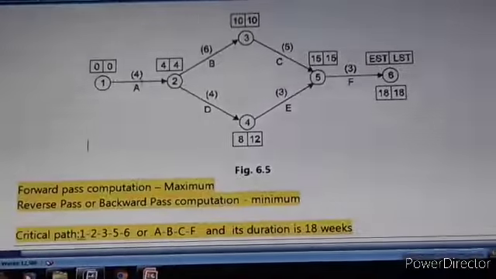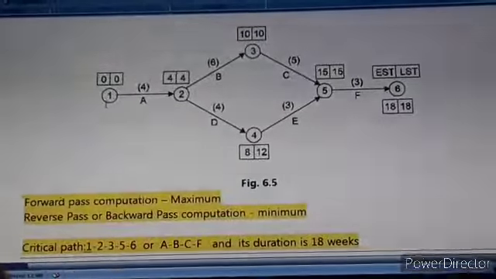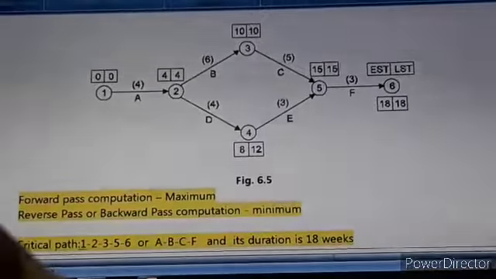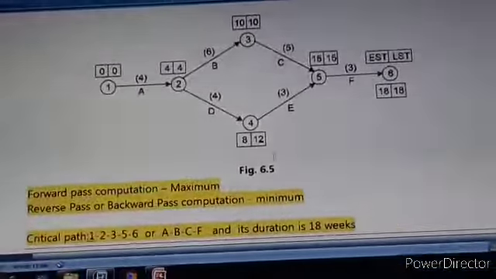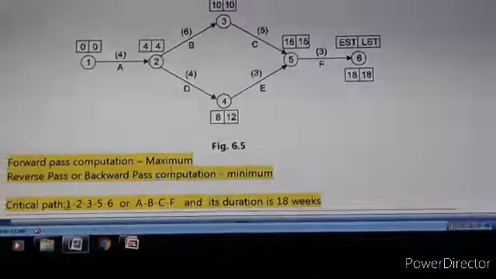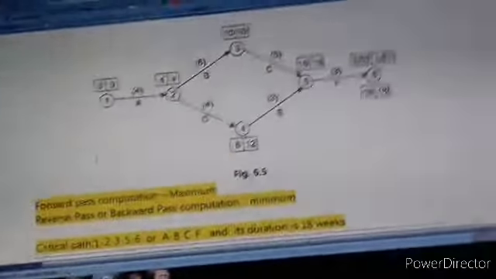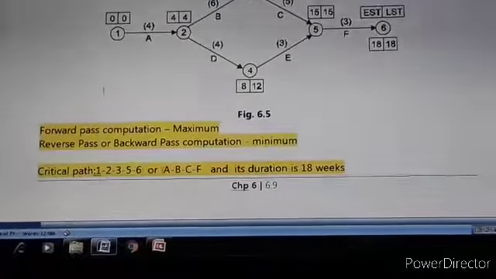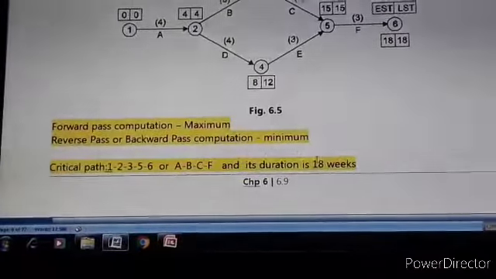The squares in which the values are the same are referred to as the critical path. That's why the critical path is 1, 2, 3, 5, 6. This is one critical path. We cannot consider 1, 2, 4, 5, 6. Now the critical path is 1, 2, 3, 5, 6 and its duration is 18. So it is written here. The critical path is 1, 2, 3, 5, 6, or with respect to activities it is A, B, C, F, and its duration is 18 weeks.